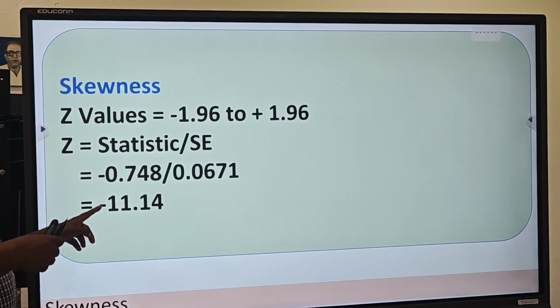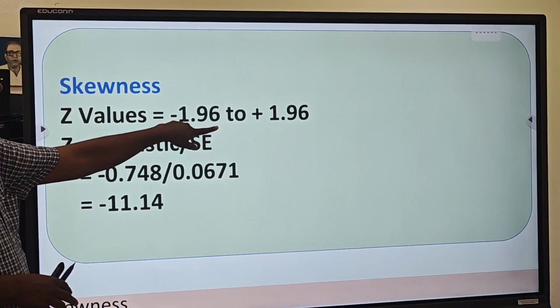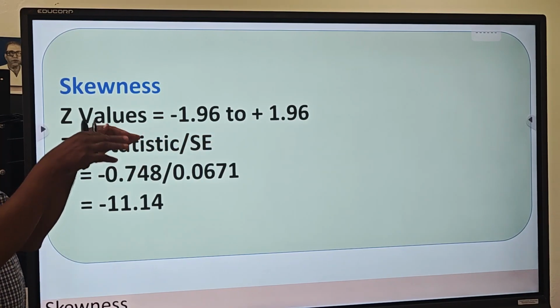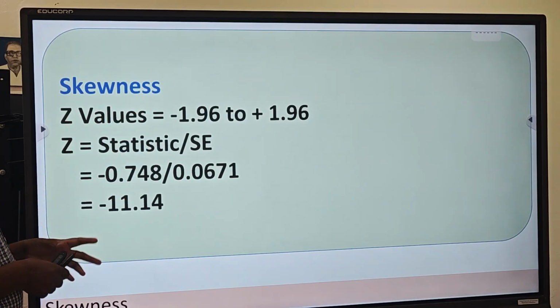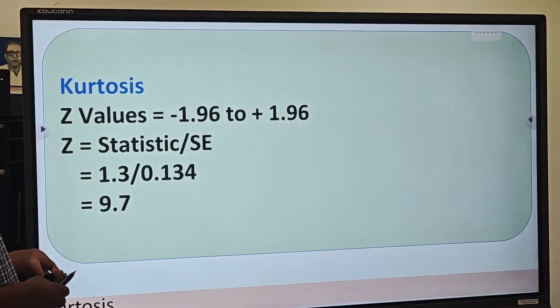Therefore, the data which we have taken is not following the normal probability curve because it is not lying within minus 1.96 to plus 1.96, because 95% will be covered within these values. So therefore, our data does not follow the normal probability curve.